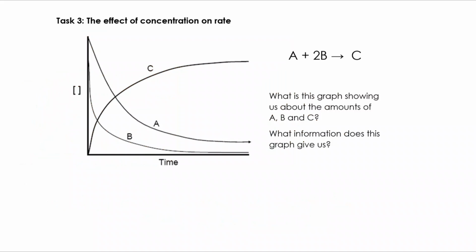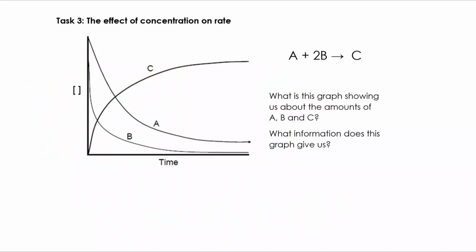Moving on to the next task, have a read of this. Think about what you can deduce from this graph. There's little bits of information I might be adding that you're not aware of, but I want to see what you can come up with. We have A reacting with 2B to make C. What does it tell us about the amounts of A, B and C? And what information does the graph give us?